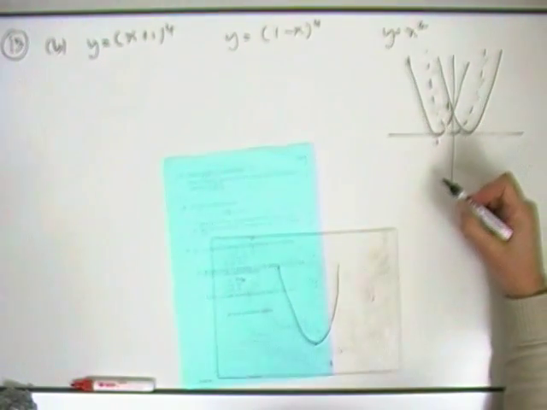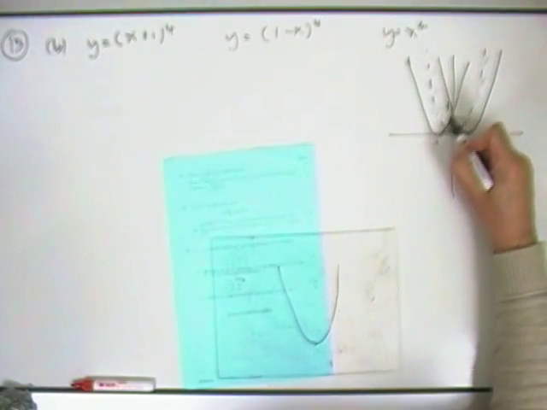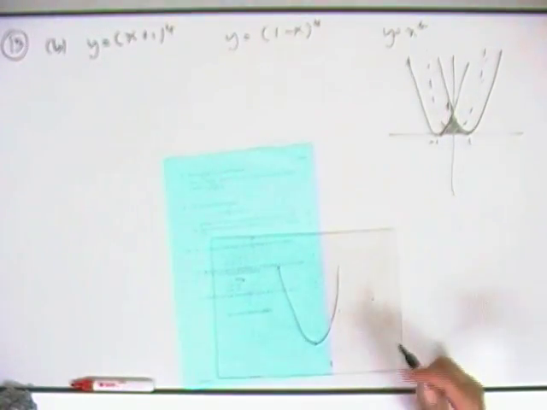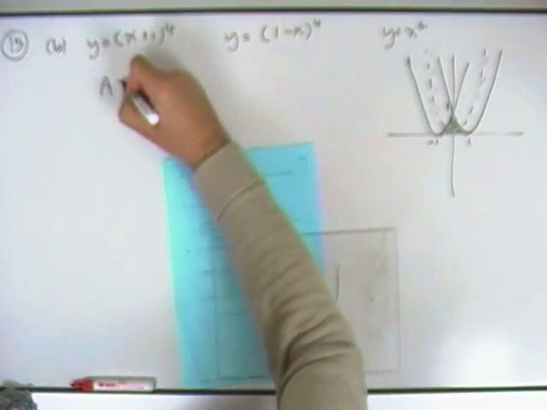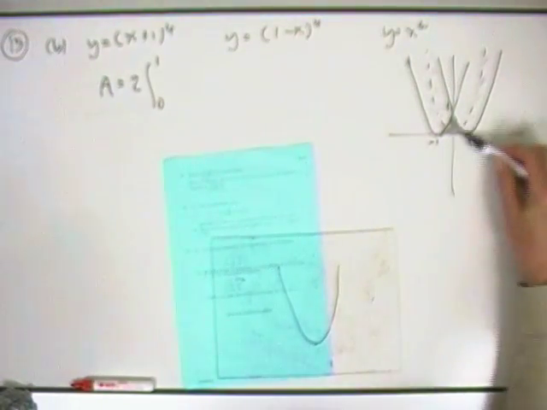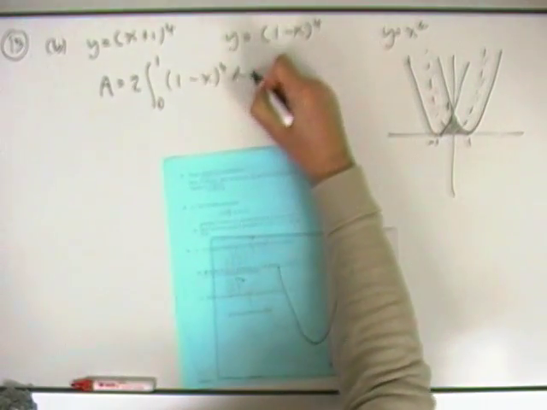So the area enclosed by them and the x-axis, that's this wee area in here. They're going from negative 1 to 1. Well, the whole thing's symmetrical, so I just need to go from 0 to 1. So the area I want will be 2 times the integral from 0 to 1 of, just use the one on the right hand side here, (1 - x)^4 dx.